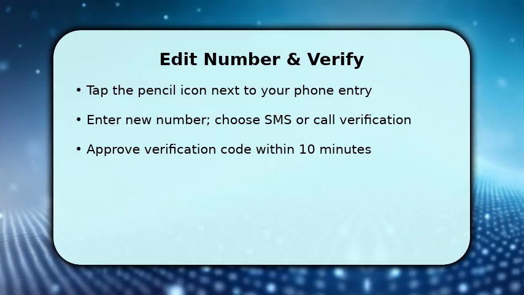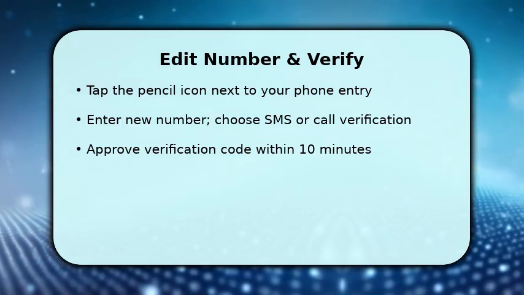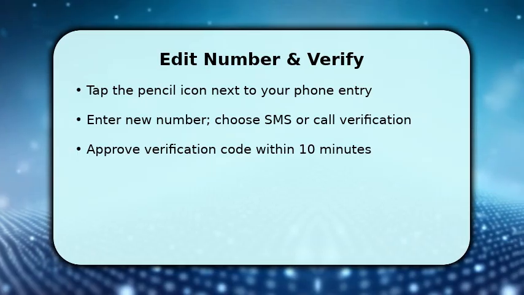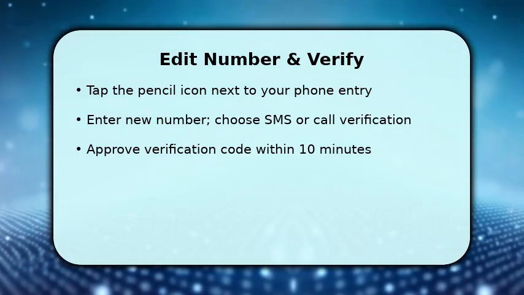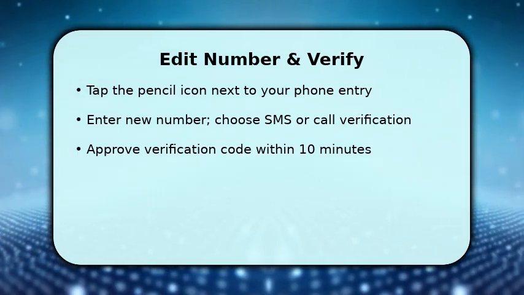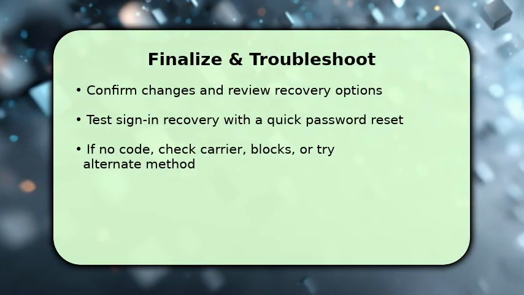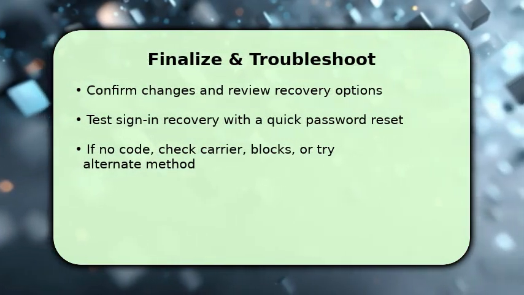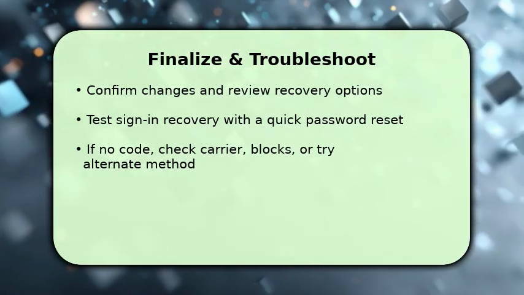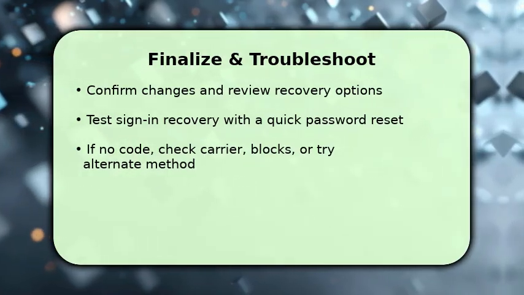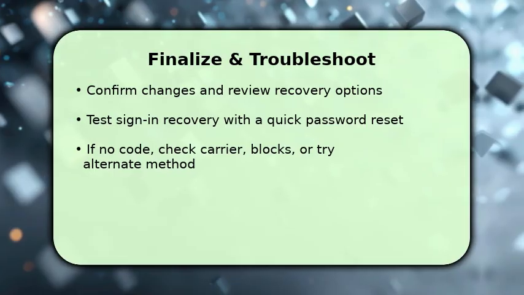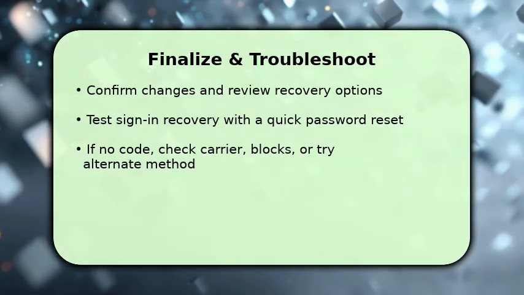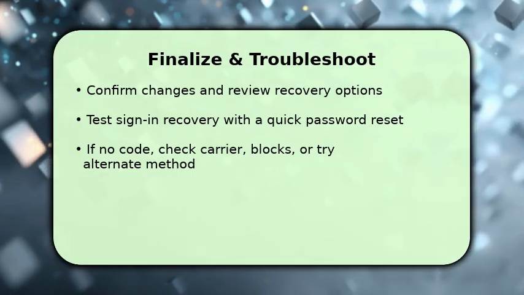If you have multiple numbers, mark the primary contact. This makes password recovery and security alerts go to the right device, reducing lockout risk. Finish by confirming the updated number and reviewing recovery settings so everything is consistent. This prevents unexpected lockouts. Once confirmed, test recovery by requesting a sign-in verification or reset link to ensure messages arrive.